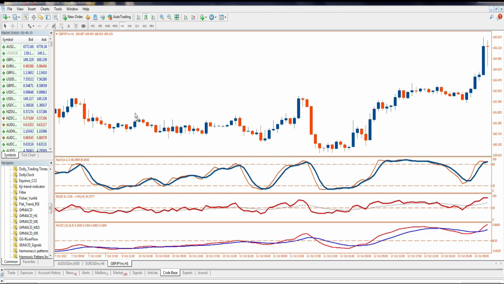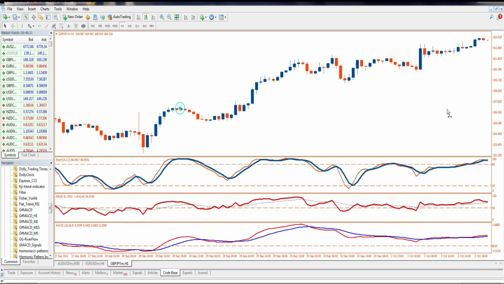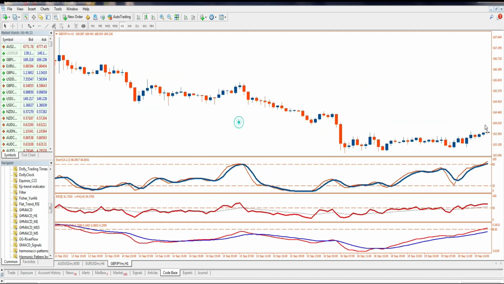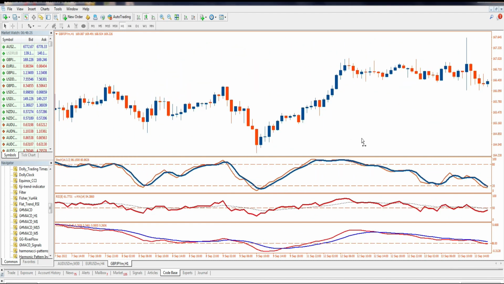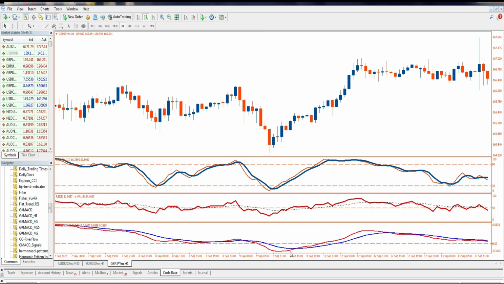Kijun-sen line, also called the base line, represents the midpoint of the last 26 candlesticks. It's calculated with the following formula: 26 period high plus 26 period low, divided by 2. Chikou span, also called the lagging span, lags behind the price as the name suggests.